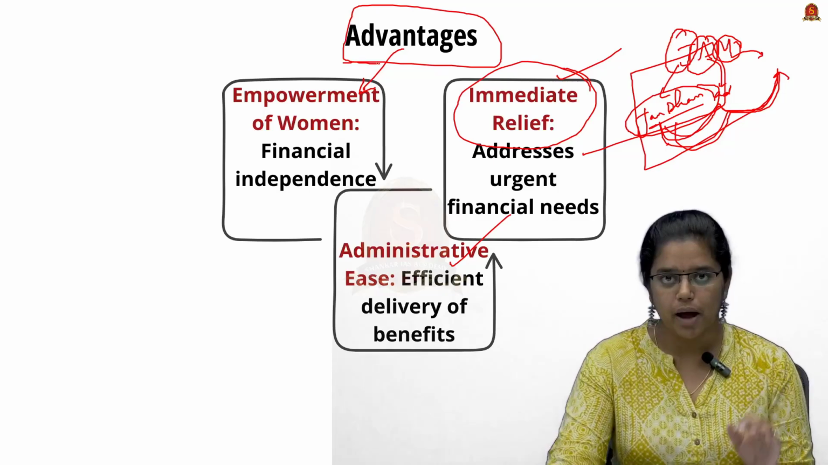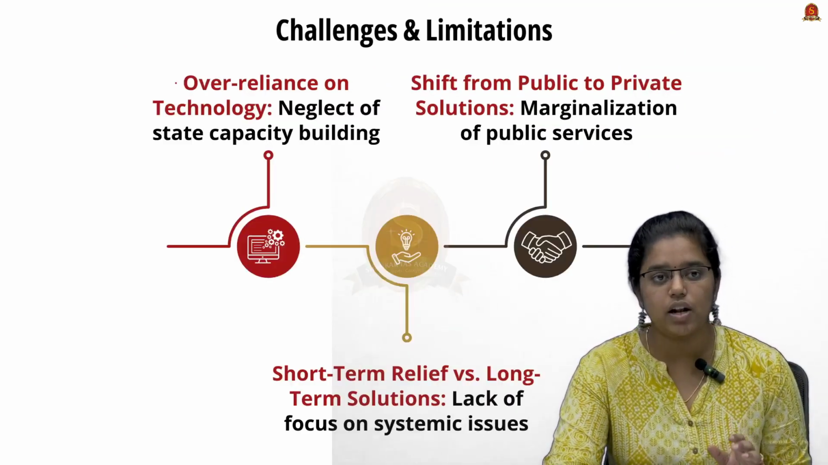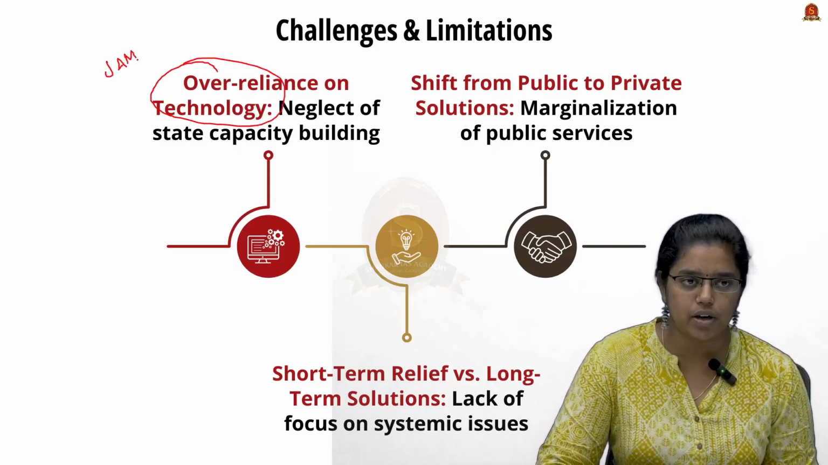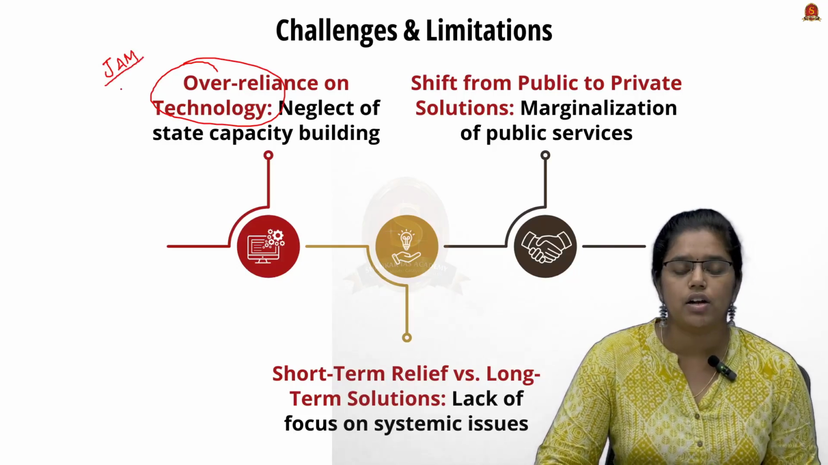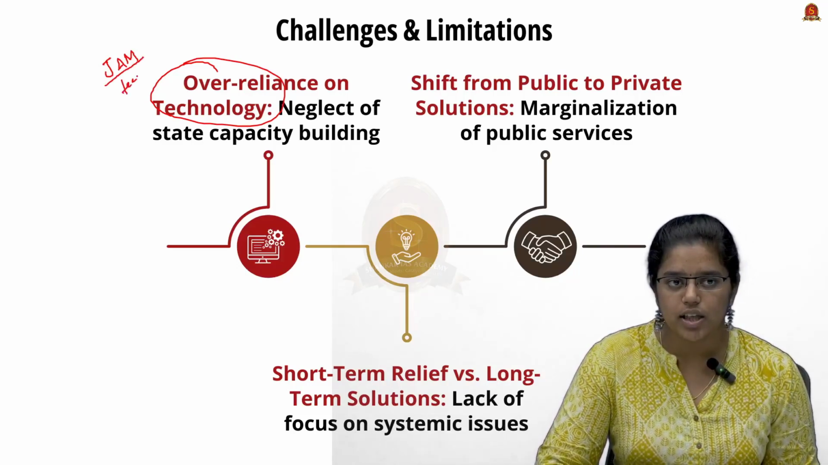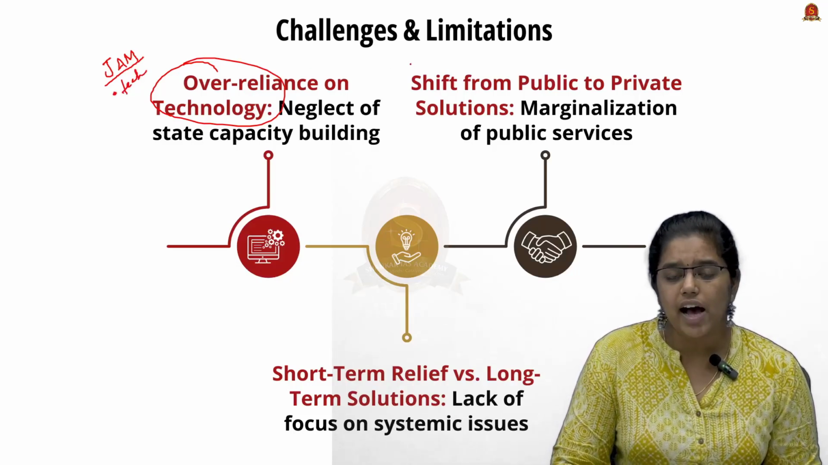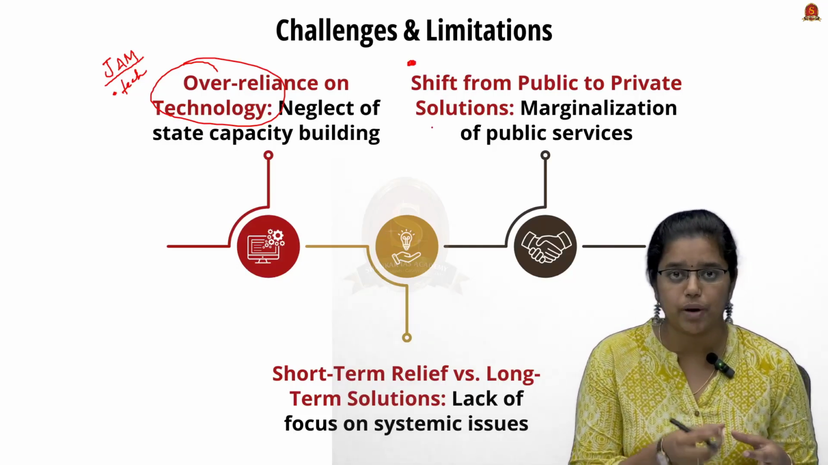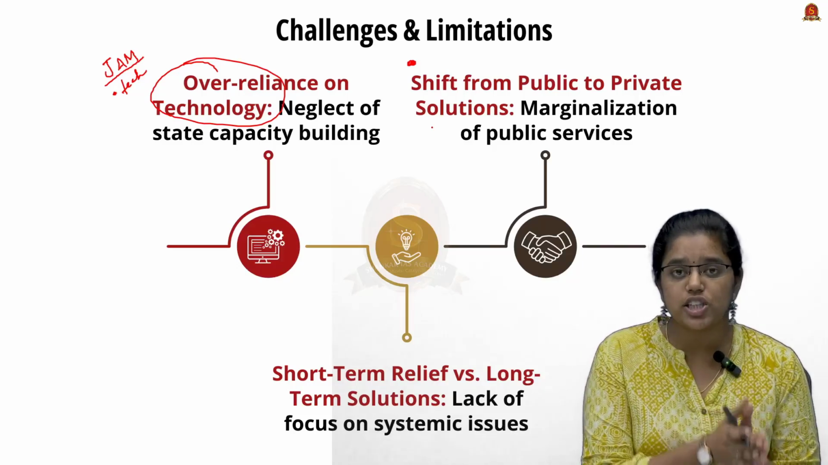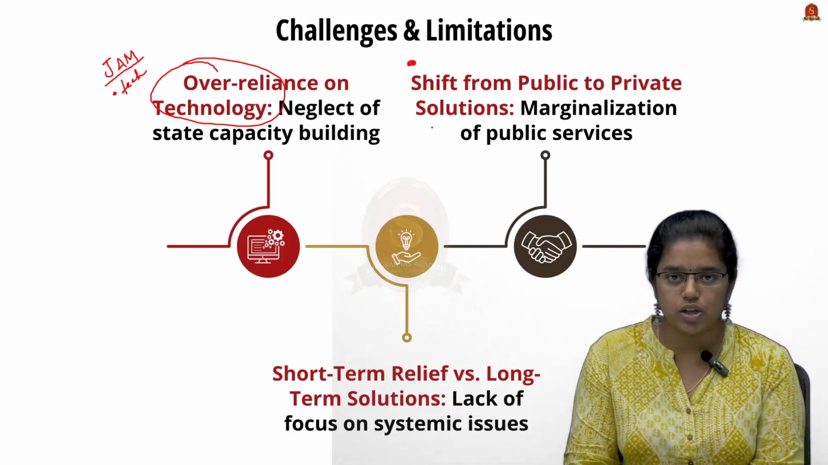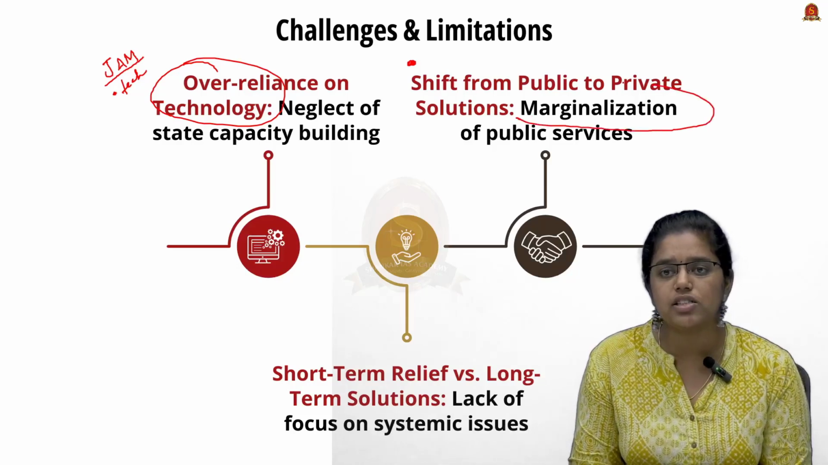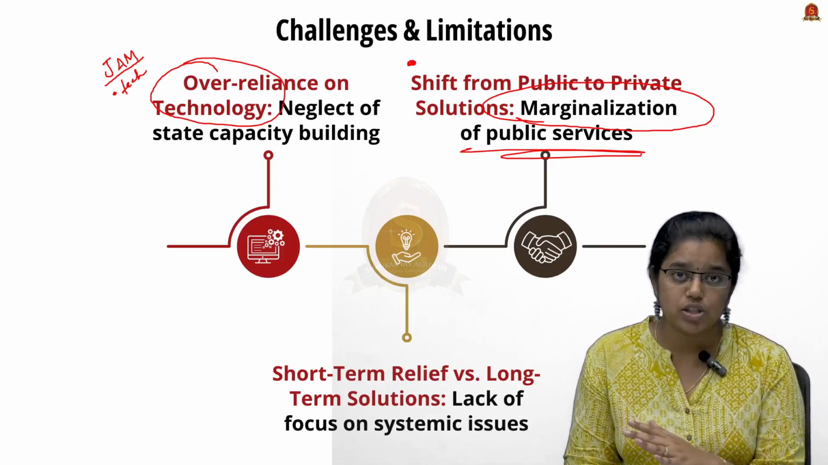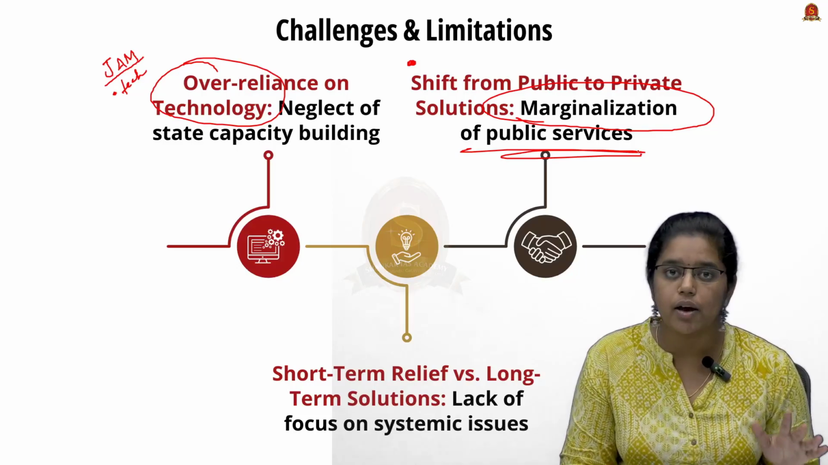Even though it has some advantages, there are some limitations as well, because there is an over reliance on technology. As already said, we have the JAM Trinity. Those who have less knowledge of technology may face challenges. And as people are getting the amount in their hand, they tend to go for private solutions, that is, private hospitals and private schools. There is a shift from public to private, and this can lead to the marginalization of public services, as people can now afford the private solutions which were previously afforded only by rich people.